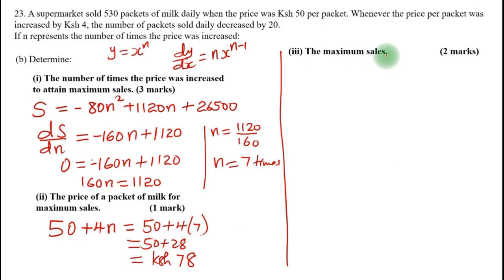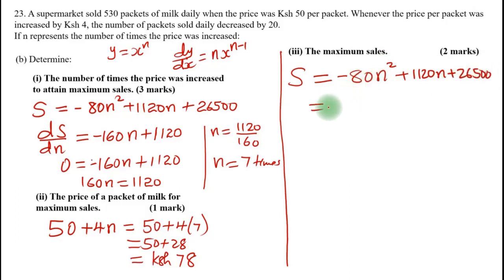The maximum sales. So what is the maximum sales? So S is equal to negative 80n squared plus 1120n plus 26,500. So substitute the value of n. We have minus 80 multiplied by 7 squared plus 1120 multiplied by 7, then plus 26,500.